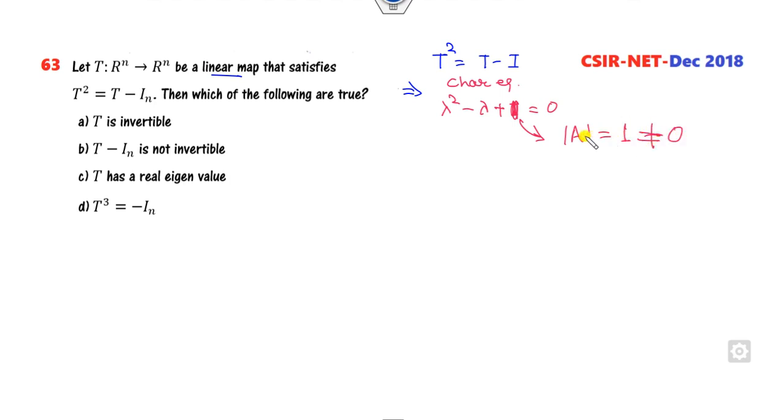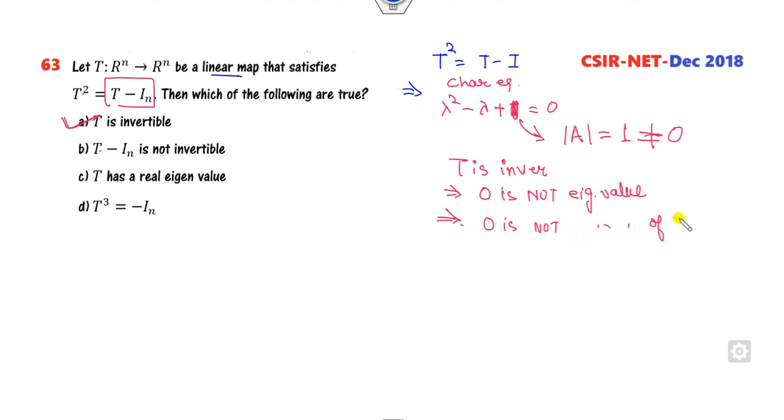What is the meaning of that? It's non-zero, so it is invertible. So once T is invertible, what is the meaning of that? 0 is not an eigenvalue. Fine. If 0 is not an eigenvalue, then what is that? T minus I, T minus I is my T square. It means 0 is not an eigenvalue of T square.